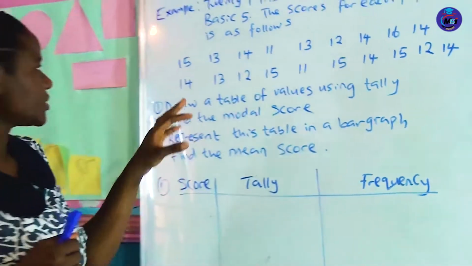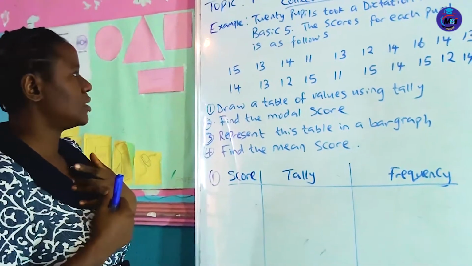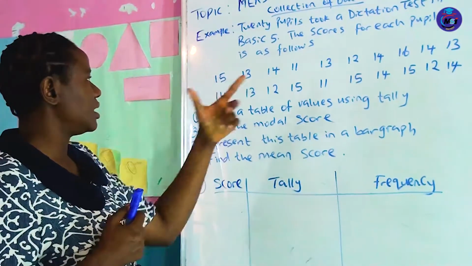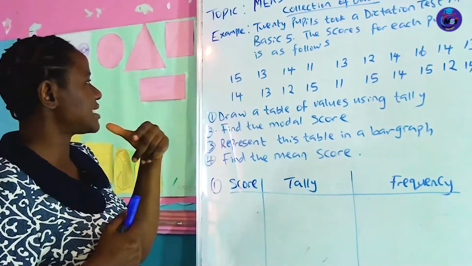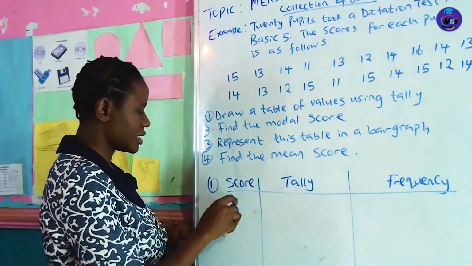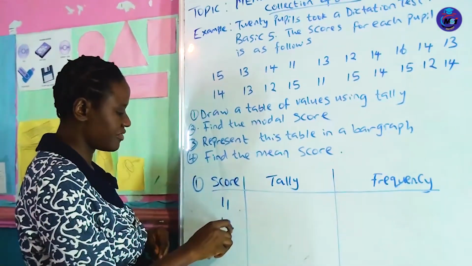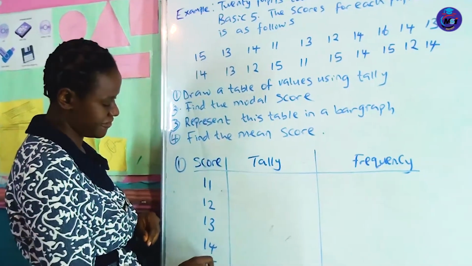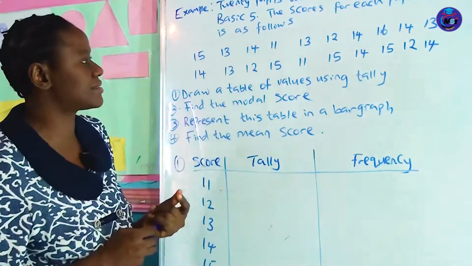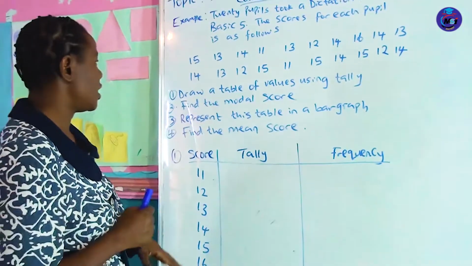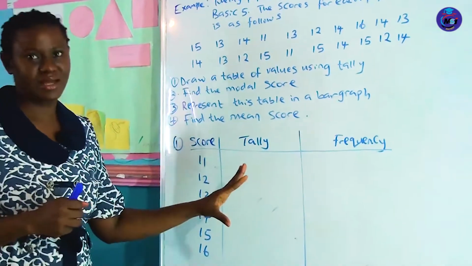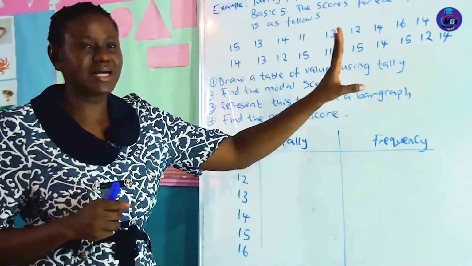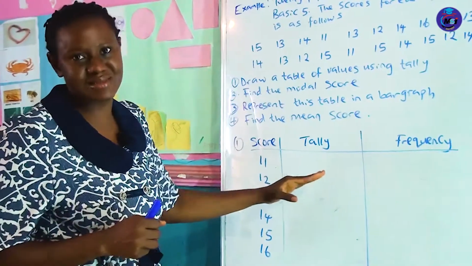Okay, let's look at the numbers we have. If you scan through these numbers, the lowest number here would be 11. So let's start from 11. So 11, 12, 13, 14, 15, and 16. That's the highest number there. Okay, so we want to prepare a tally for this.